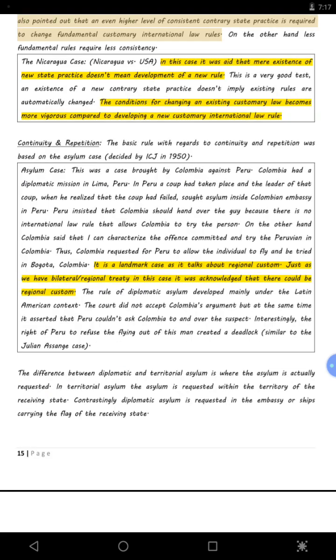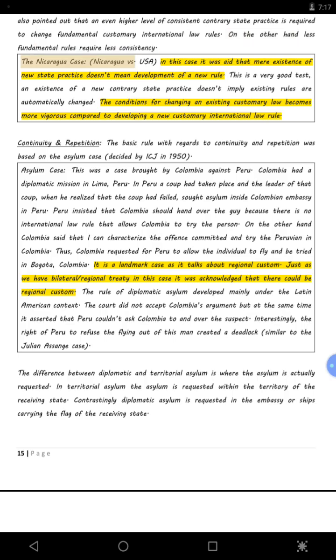It also pointed out that an even higher level of consistent contrary state practice is required to change fundamental customary international law rules. On the other hand, less fundamental rules require less consistency.